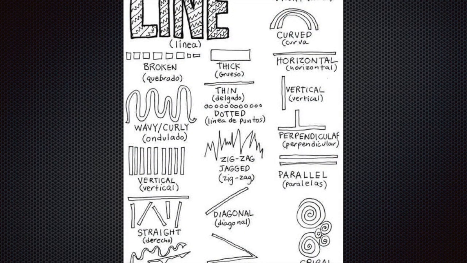Look at all these different types of lines. Broken, wavy or curly, vertical, straight up and down. Thick, thin, zigzag, diagonal, spiral. Why don't you look around and see the types of lines you can find?